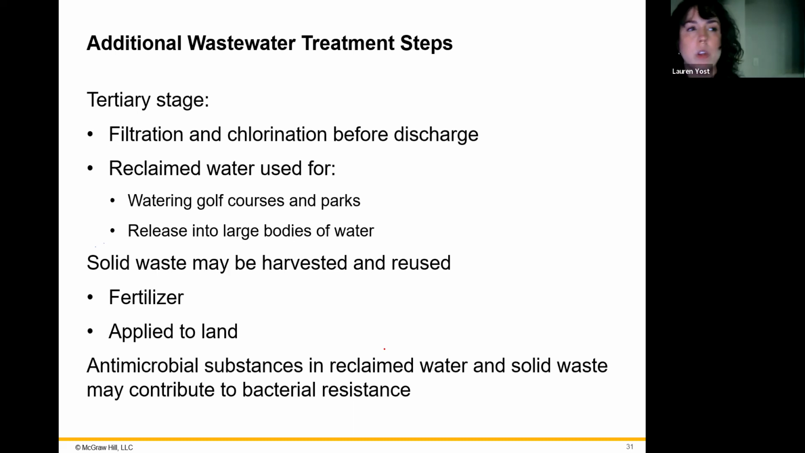So we use reclaimed water from wastewater treatment plants for watering golf courses and parks. And we also will release it into large bodies of water, which helps disperse it a little bit more into the environment. You can reuse the solid waste as fertilizer or apply it to land to make it more nitrogen rich.